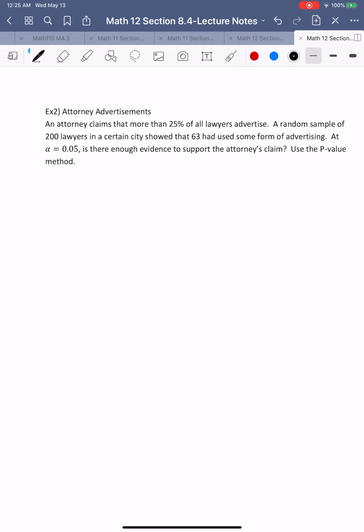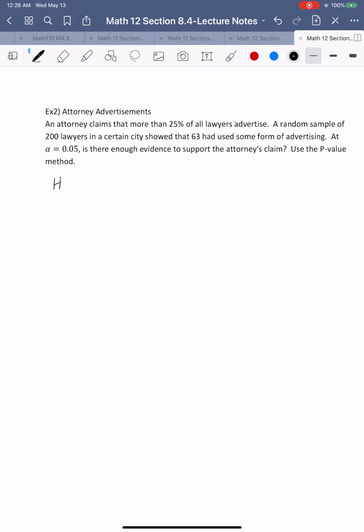An attorney claims that more than 25% of all lawyers advertise. A random sample of 200 lawyers in a certain city shows that 63 had used some form of advertising. At alpha equal to 0.05, is there enough evidence to support the attorney's claim? Use the p-value method this time.